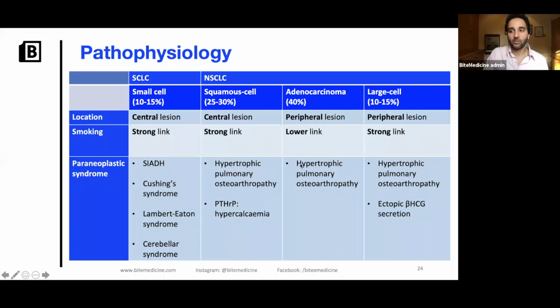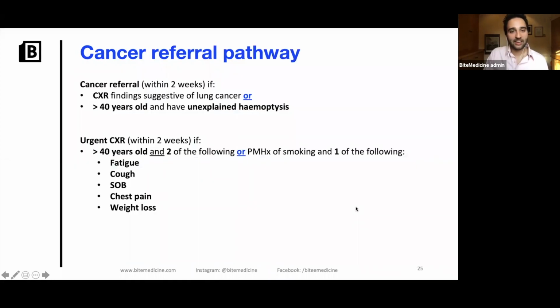Does that make sense to everyone? A little bit more about, so that's a bit about the pathophysiology and a few of the paraneoplastic syndromes as well. Everyone happy with that? Yeah. Okay, good. Glad it's coming in handy.